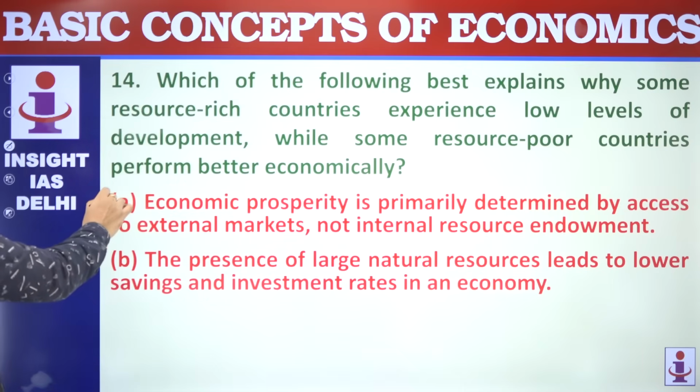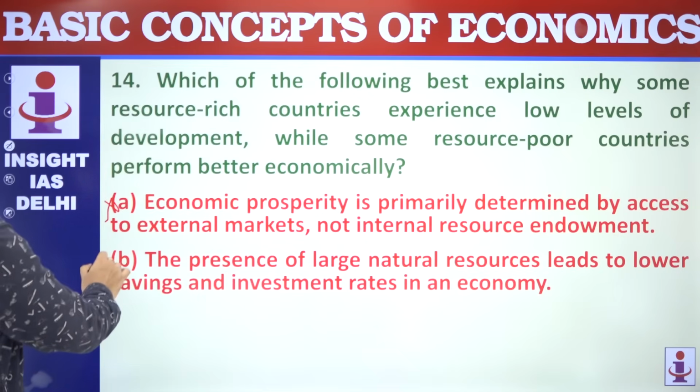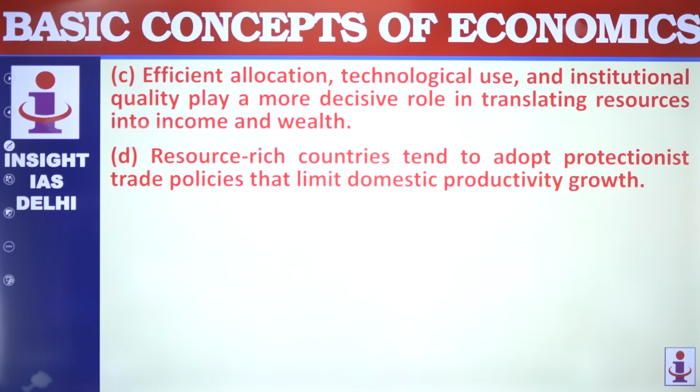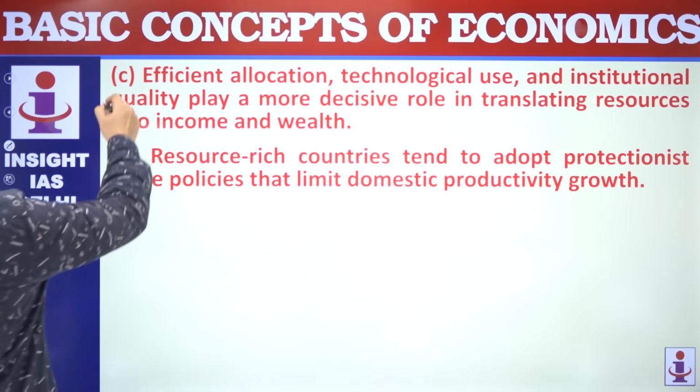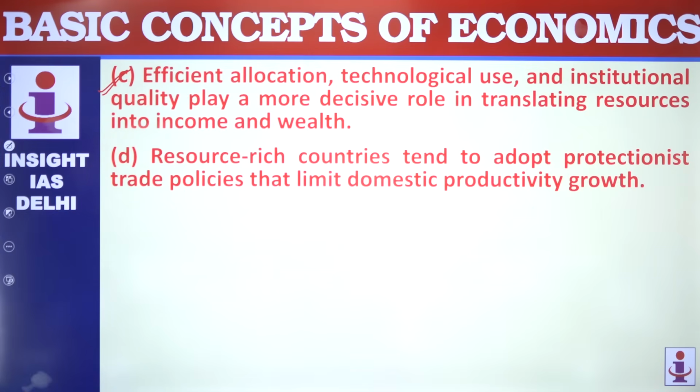This is not correct. The presence of large natural resources leads to lower savings and investment rates in an economy. This is also not correct. Efficient allocation, technological use, and institutional quality play a more decisive role in translating resources into income and wealth. Yes, this is the correct answer.